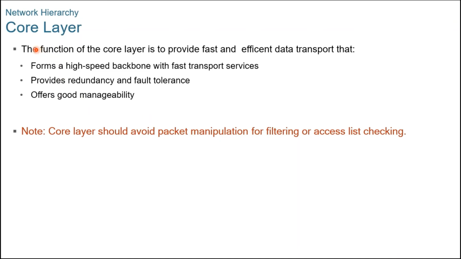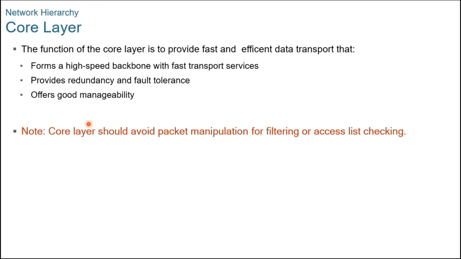Now let's talk about the core layer. The core layer functionality. This section describes core layer functions and the interaction of the core layer with the distribution layer. The role of the core layer is to provide fast and efficient data transport.